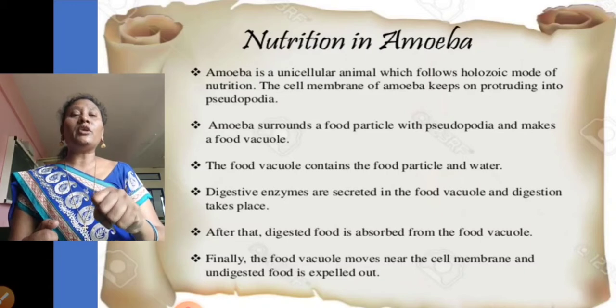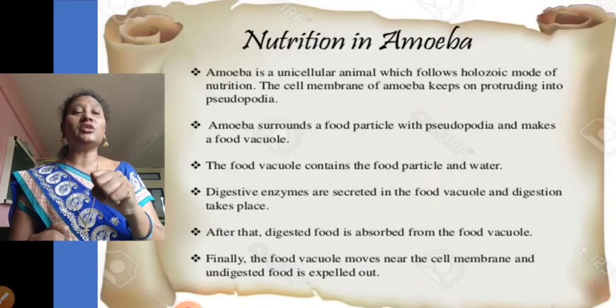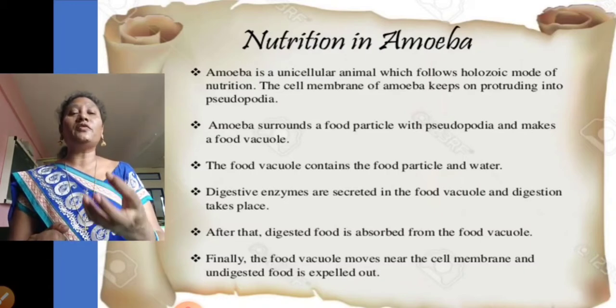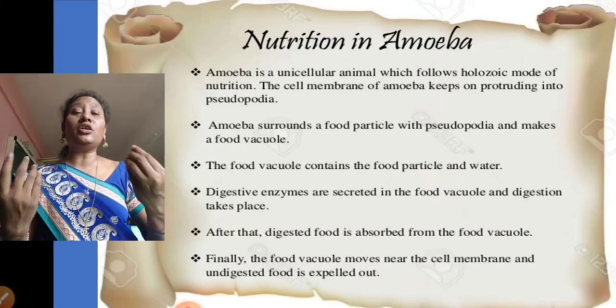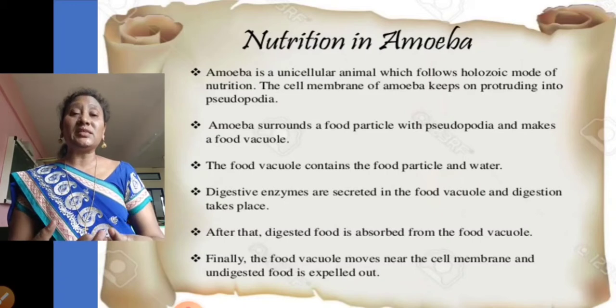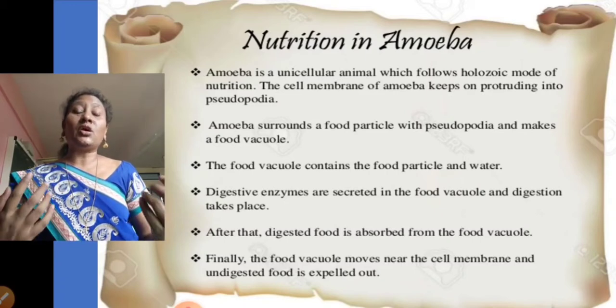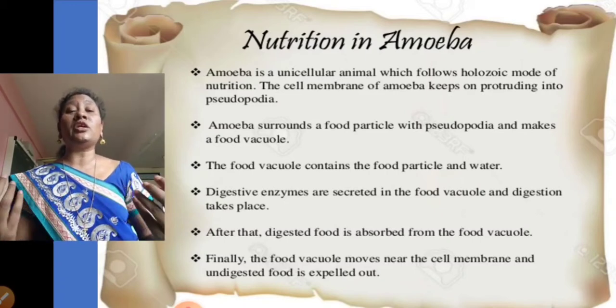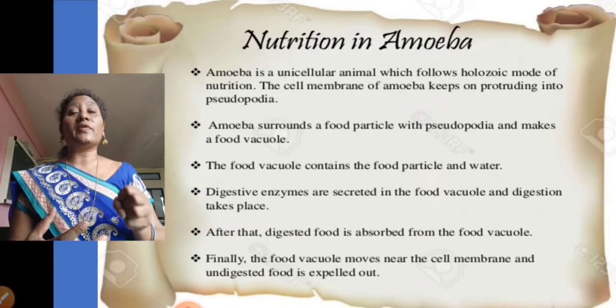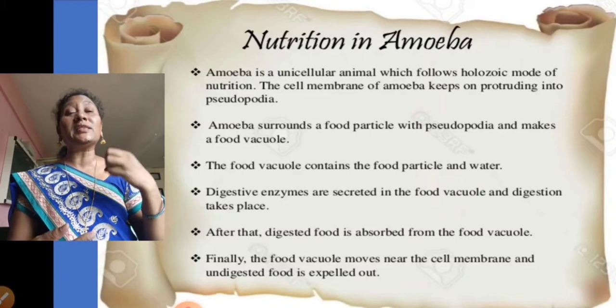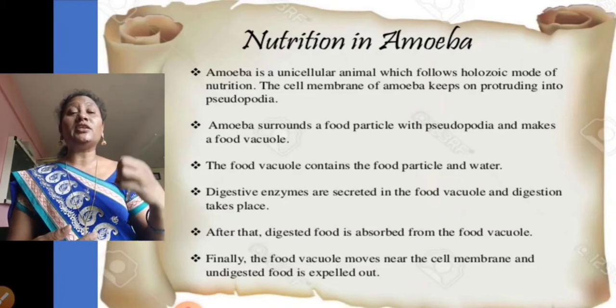So amoeba surrounds a food particle with pseudopodia and makes the food vacuole. So it enters into the food vacuole. It develops the vacuole in its body. As it is a single cell, no different organs will be there, no tissues, no organs also. So it forms a vacuole and it injects the food material into the vacuole.